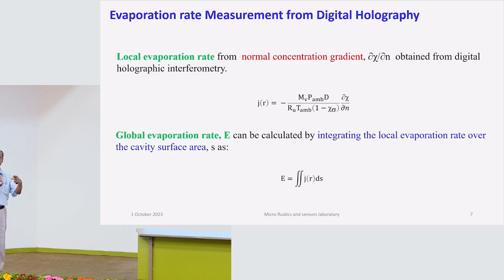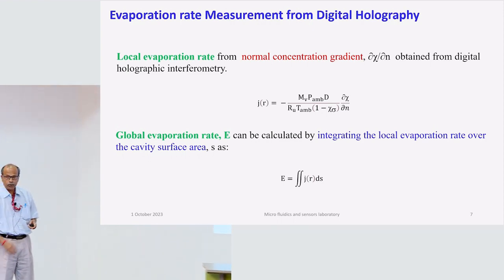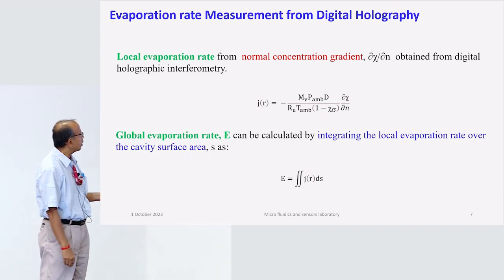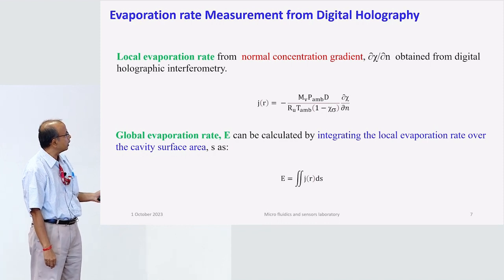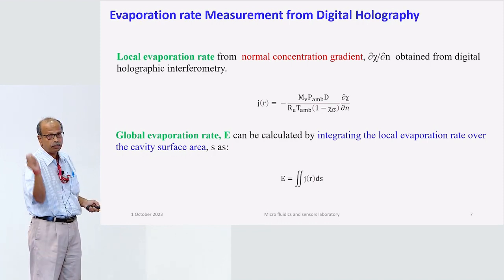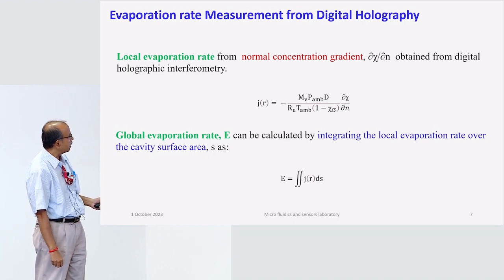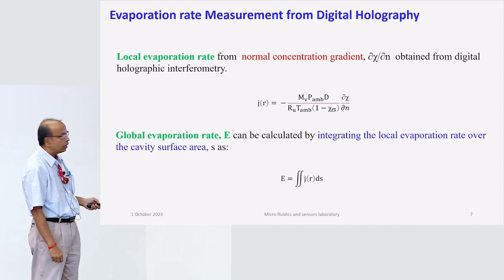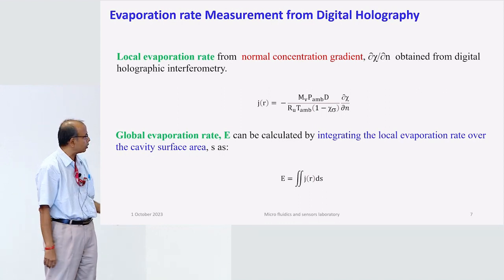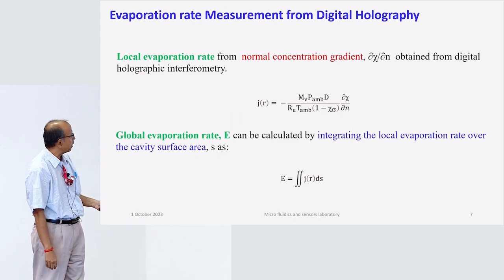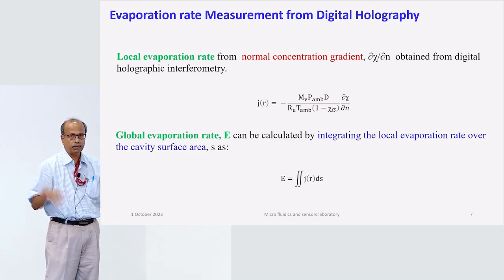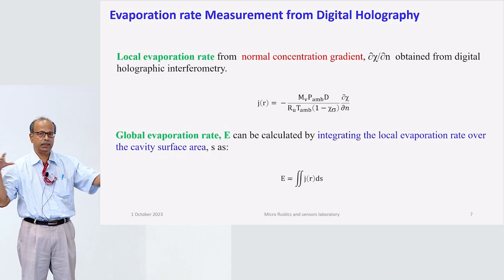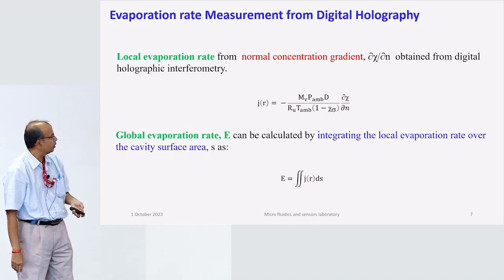After we get the vapor cloud distribution, we have to find the local evaporation rate. We get it from the concentration gradient from the holography, and from the concentration gradient, this is how we can calculate the local evaporation flux. Once you have the local evaporation flux, you can integrate it and find the total evaporation happening from the cavity.